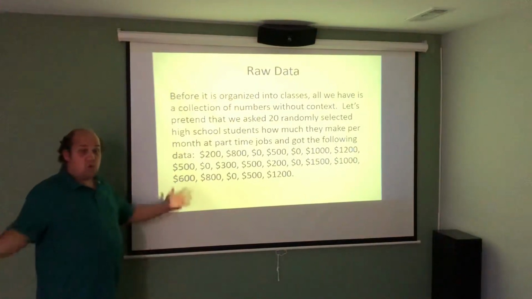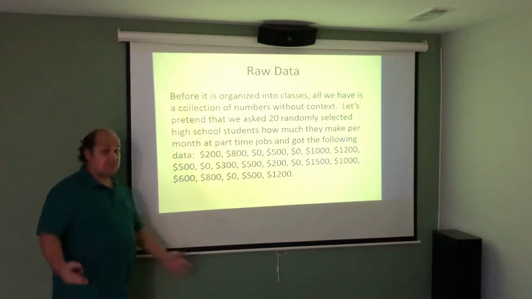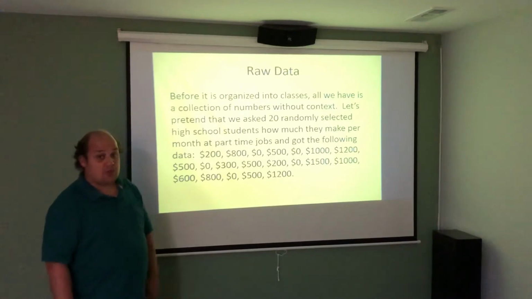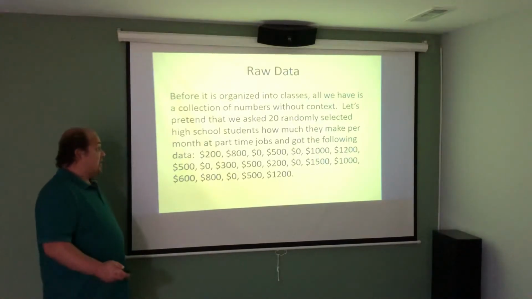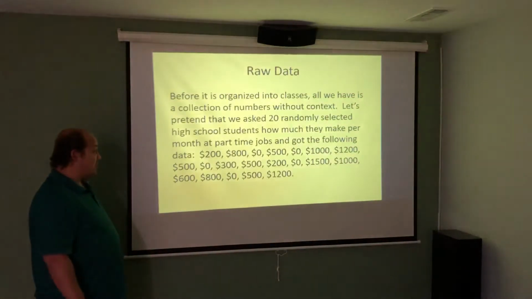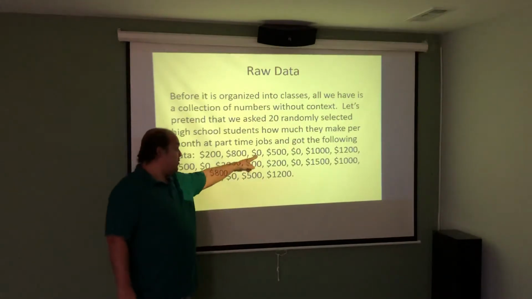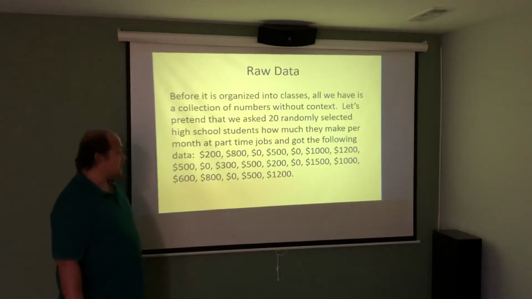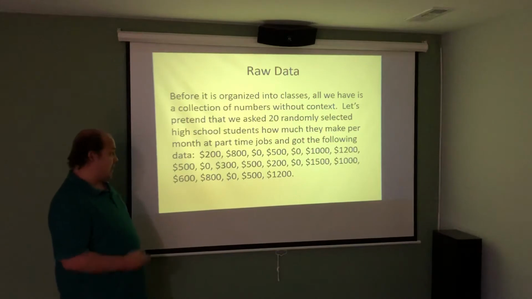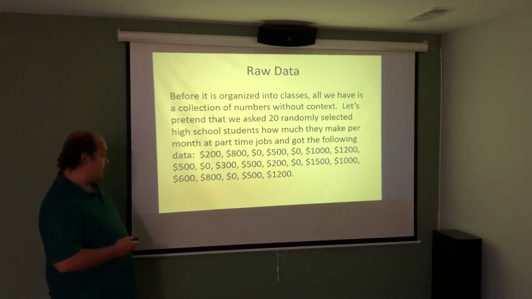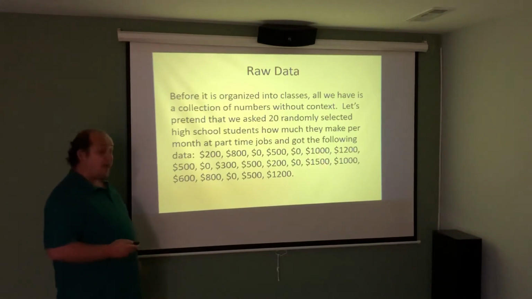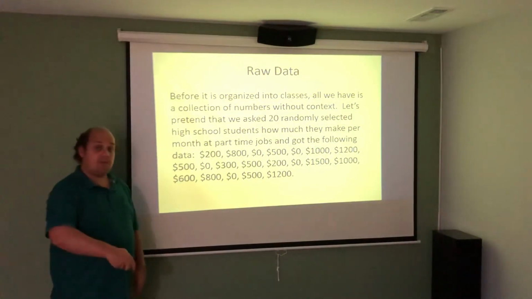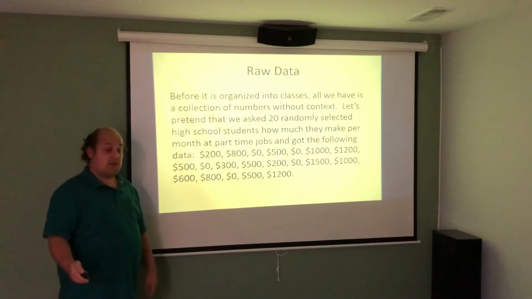So once I have my raw data, the first thing that I'd recommend is putting it into order smallest to largest. If I put this into order smallest to largest, I'd see that it happens a couple times, but $0 is the least amount of money that anybody made. And if I'm looking for the largest amount of money that anybody made, it's this $1,500 right here. So that would be my min and my max. Minimum of $0, maximum of $1,500.